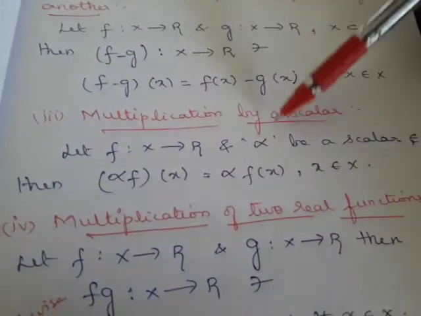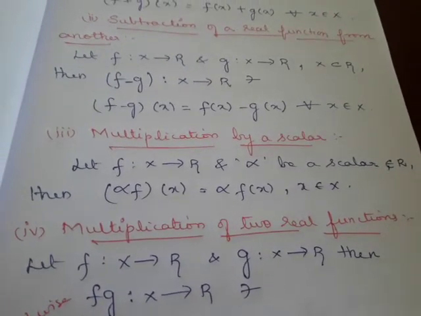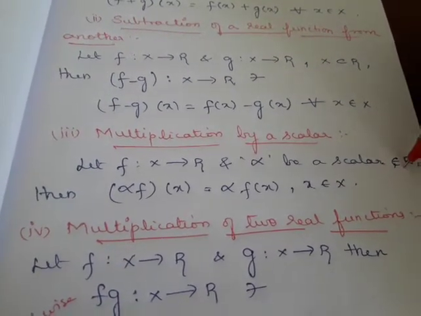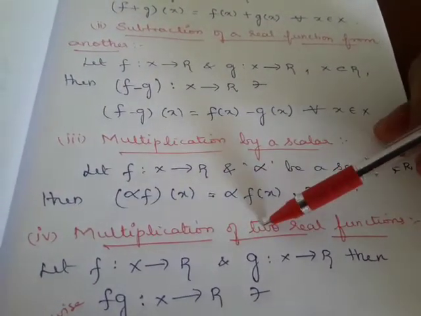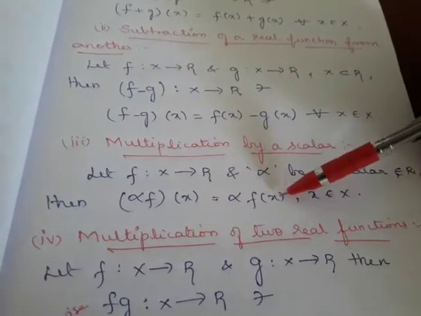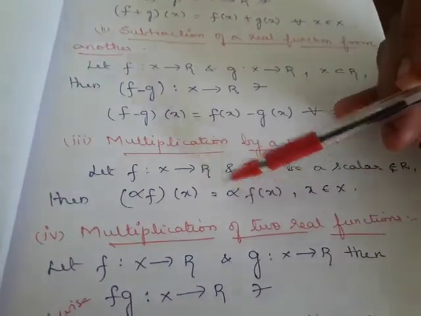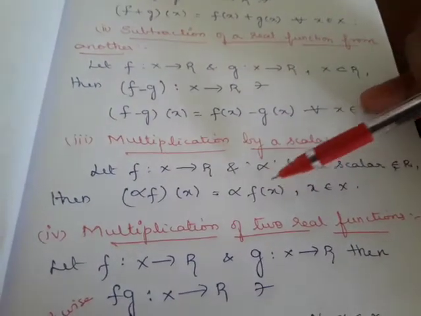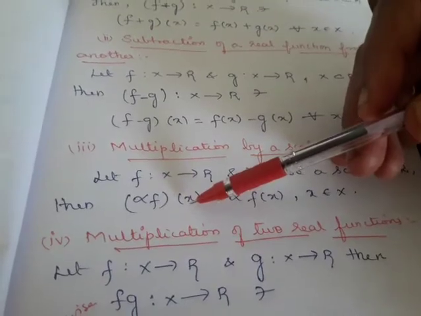Next is multiplication by a scalar. What is meant by a scalar? A scalar is a constant, but that constant here we are going to take again from the real numbers only. Then alpha f of x is nothing but alpha multiplied by the functional value at x, right? Nothing different there. If you multiply that scalar with the functional value, then you will get alpha f of x under the mapping alpha f, right?